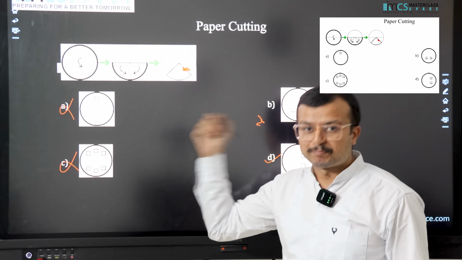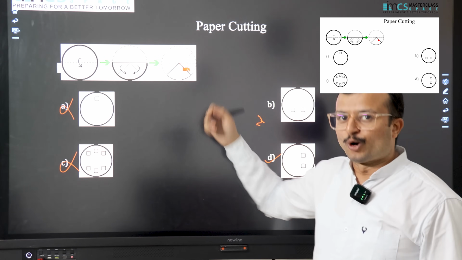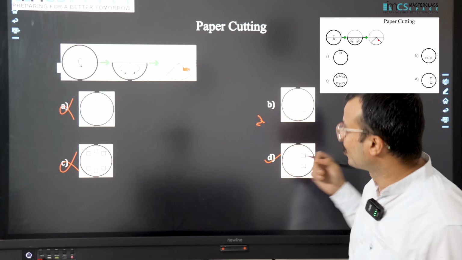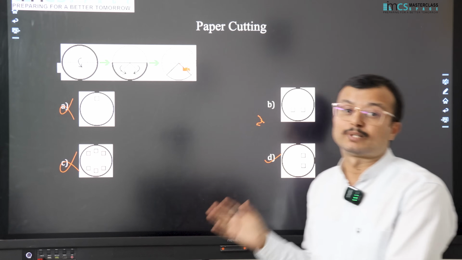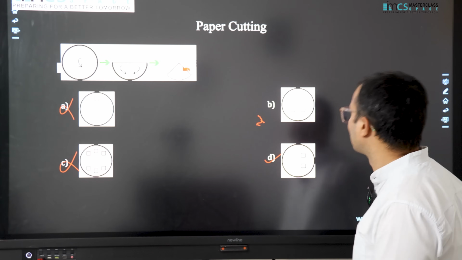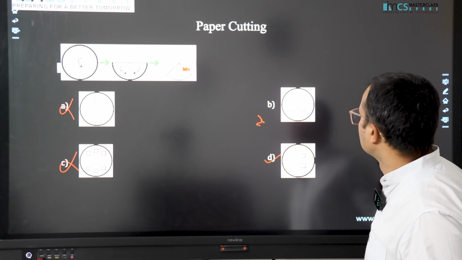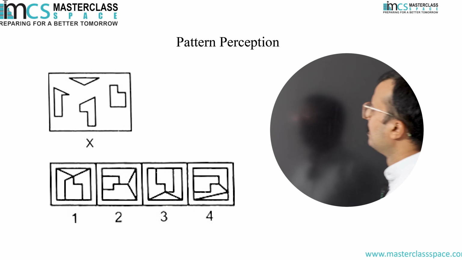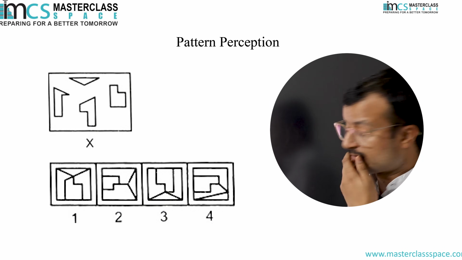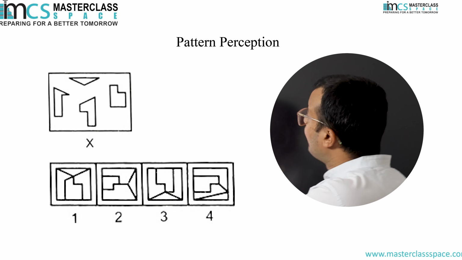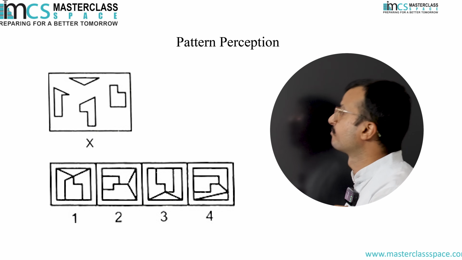They are very tempting questions. They can always trick you. You are bound to think that okay, the most symmetrical figure is the easiest answer, but no, that is not the case always. Let's move to the next topic, friends. This is called pattern perception. I would say out of non-verbal reasoning, this is the most difficult kind of question to be done.